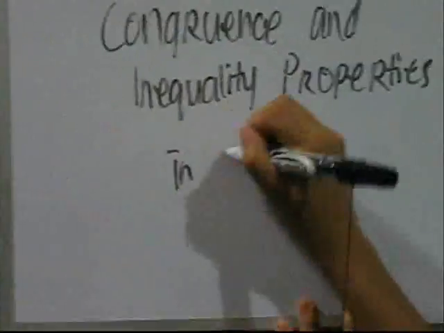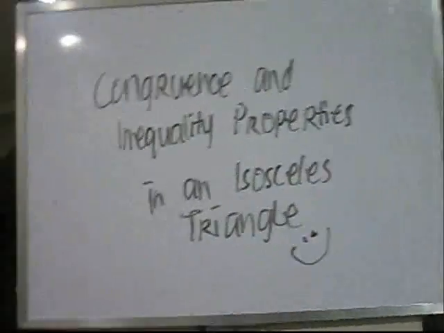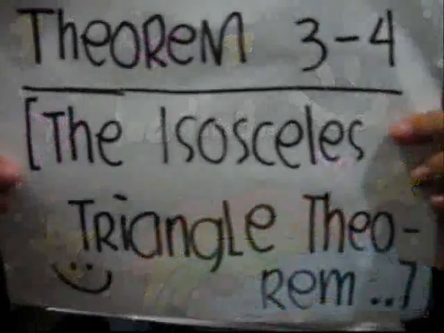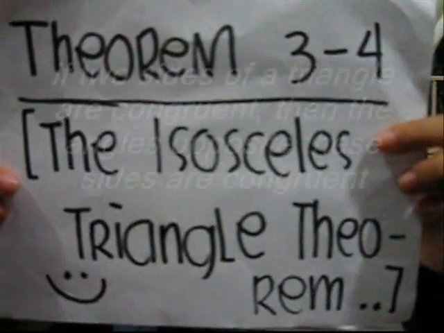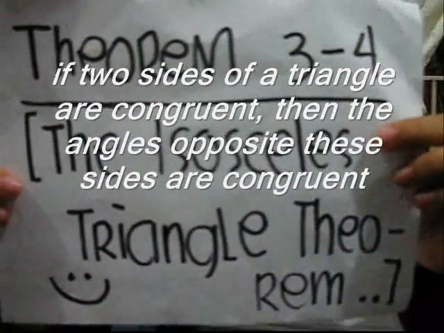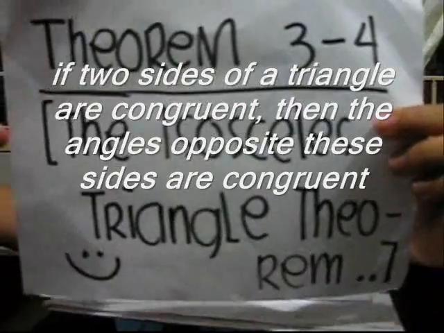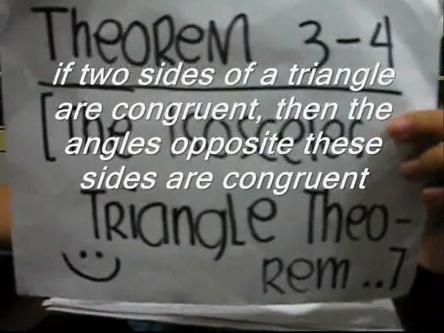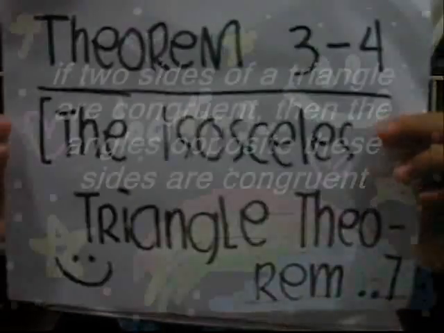Congruence and inequality properties in an isosceles triangle. Theorem 3-4, the isosceles triangle theorem. This states that if two sides of a triangle are congruent, then the angles opposite these sides are congruent.